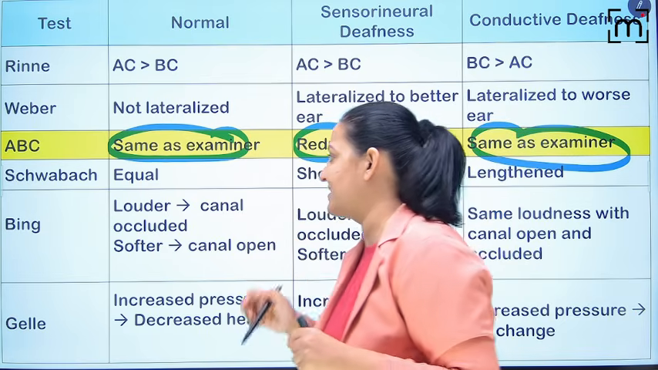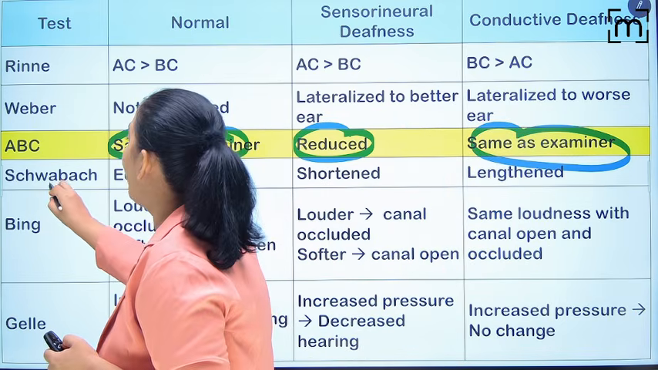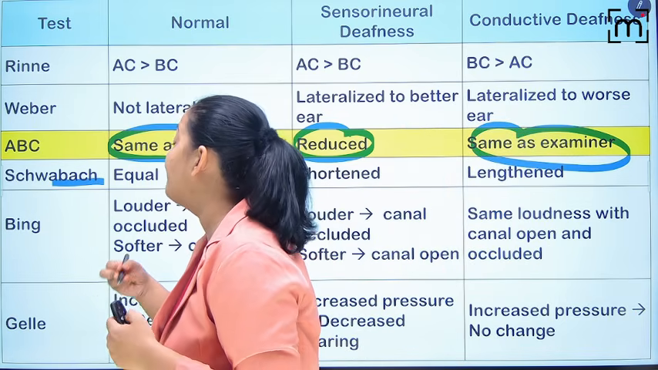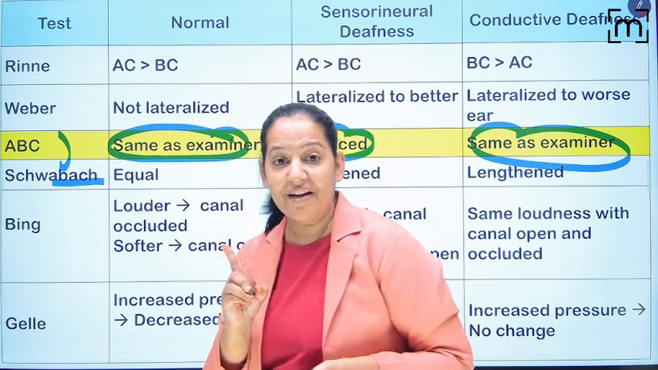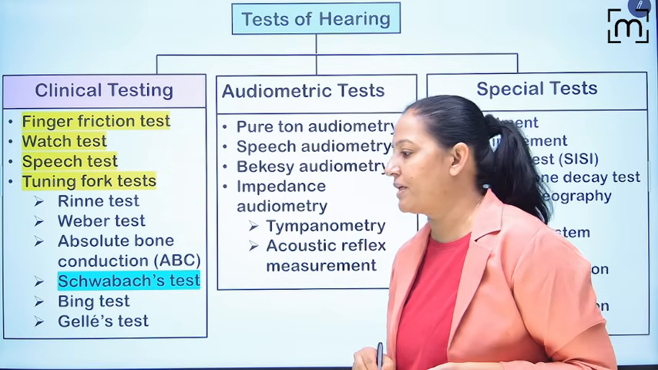Now coming on to the next test. The next test is the Schwabach test. It's the same as that of ABC. The only thing is the meatus is not occluded. You tell me what will be the consequence.